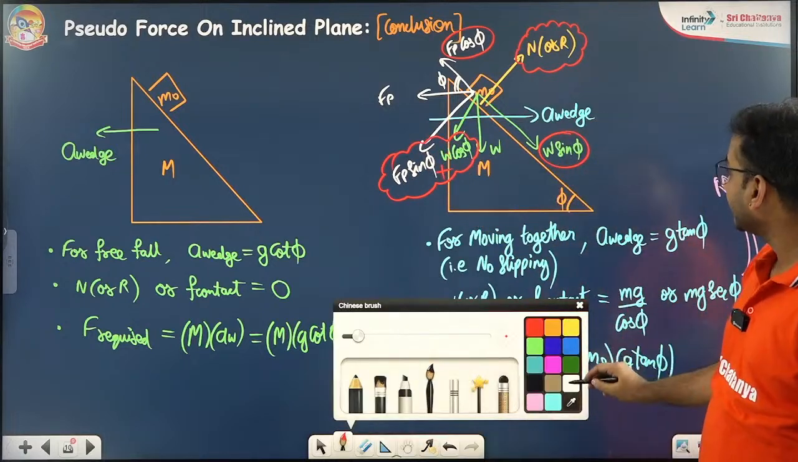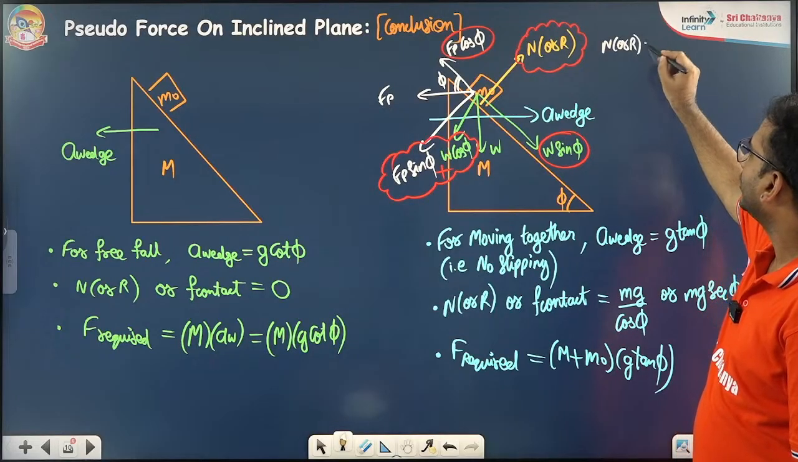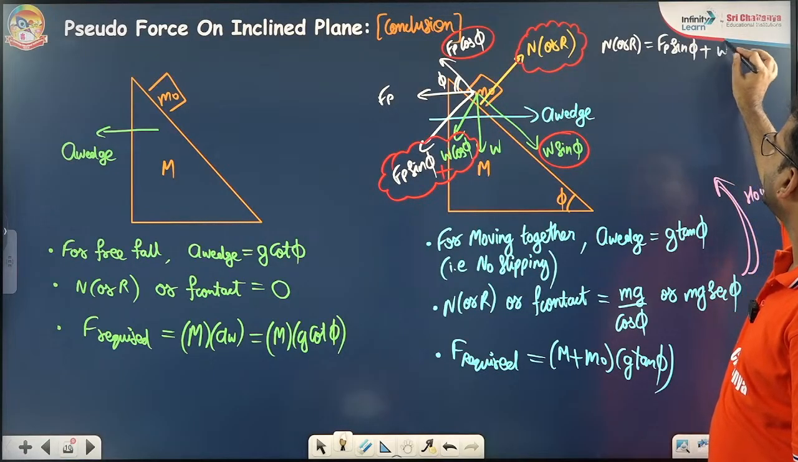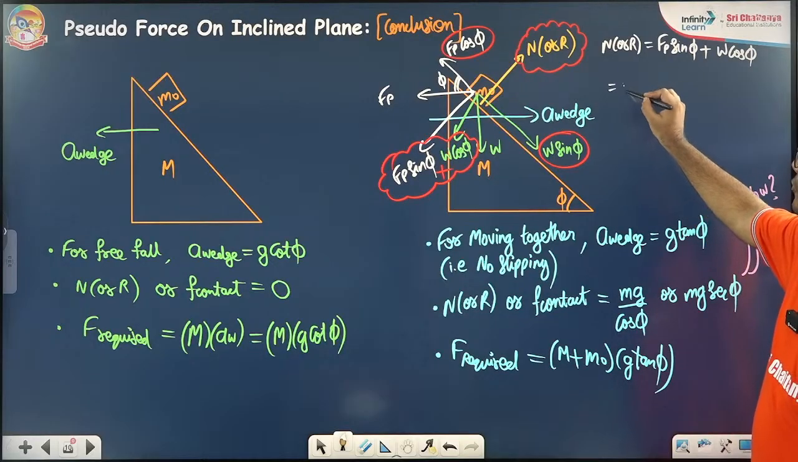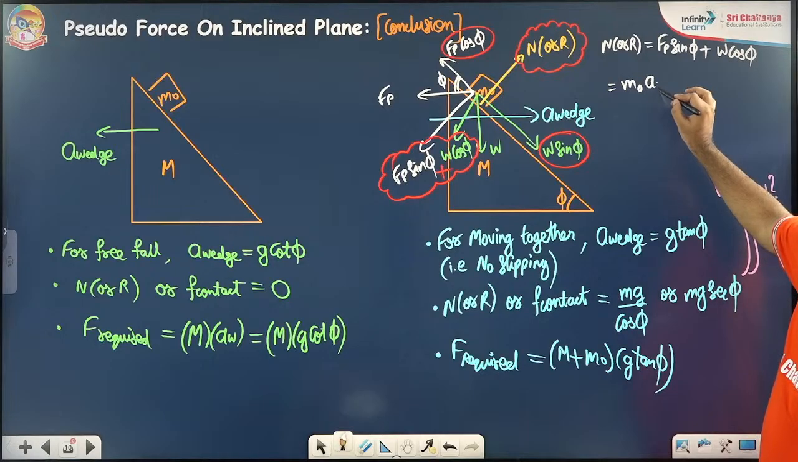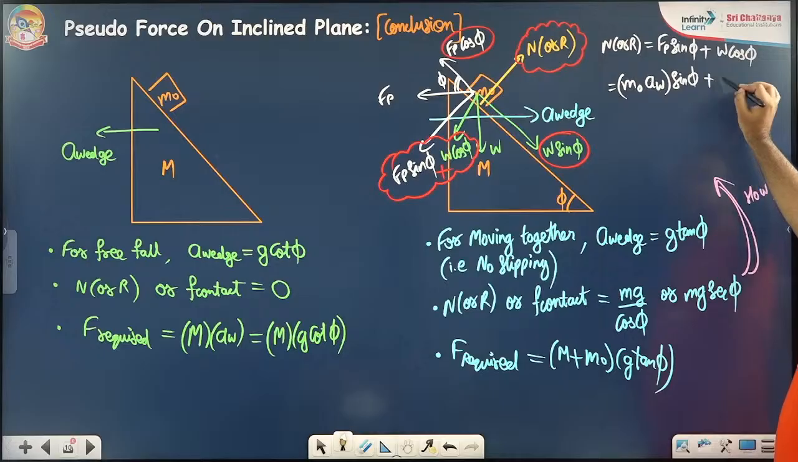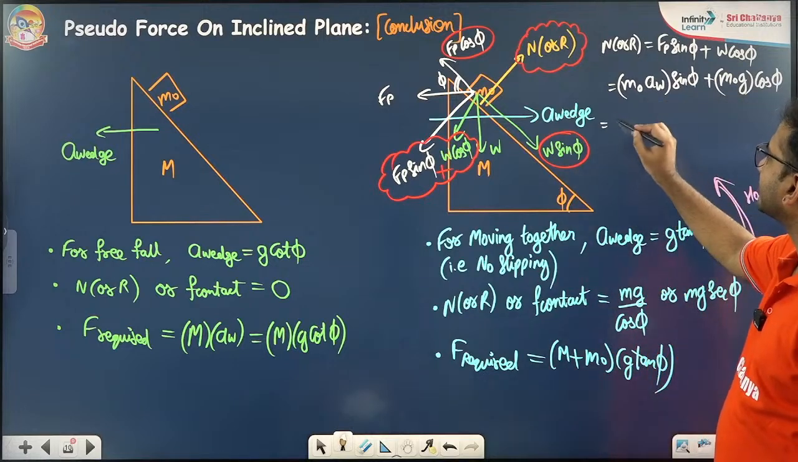So here what I can write is, N or R will be equal to the pseudo force's sin phi component plus the W cos phi component. The pseudo sin phi component is m naught times the acceleration of the wedge, sin phi, plus m naught g cos phi. Mass of block into acceleration of the wedge, the acceleration of the observer. Let's keep its value here.